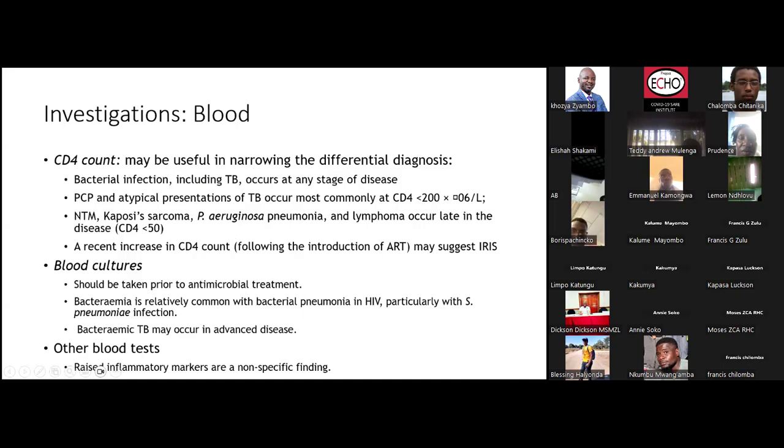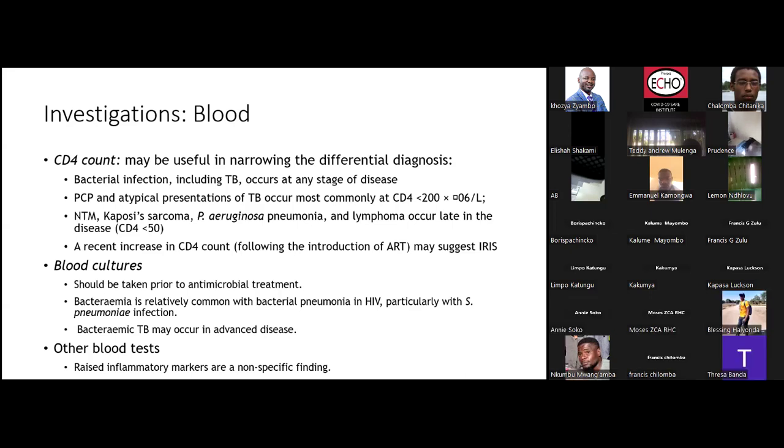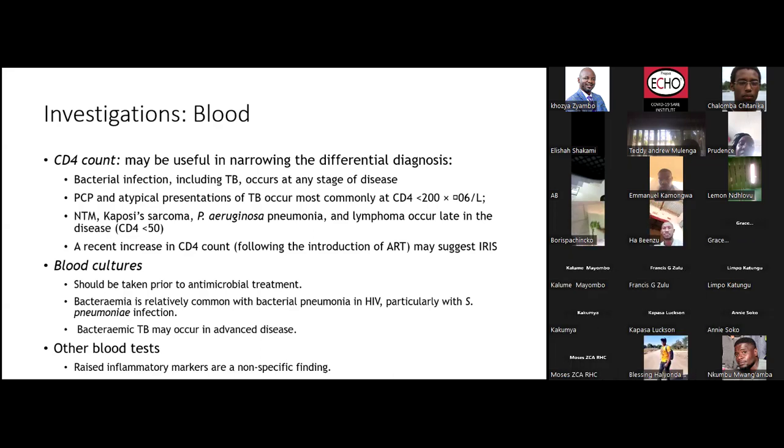When you go into investigations, generally with respiratory infections and HIV, the CD4 count is very helpful because it does help in narrowing the differential diagnosis. We do know that bacterial infections and TB can occur at any CD4 count, while infections like PCP and typical mycobacterial infections normally occur with low CD4s. When you have CD4s that are much lower, less than 50, we can even have NTMs occurring. And also very important, if your patient tells you they recently started ART, consider IRIS as well.